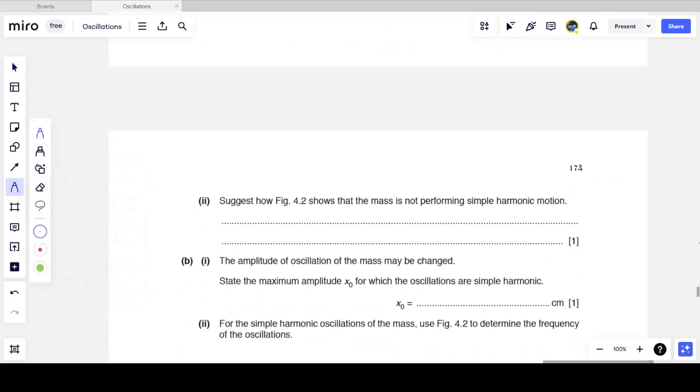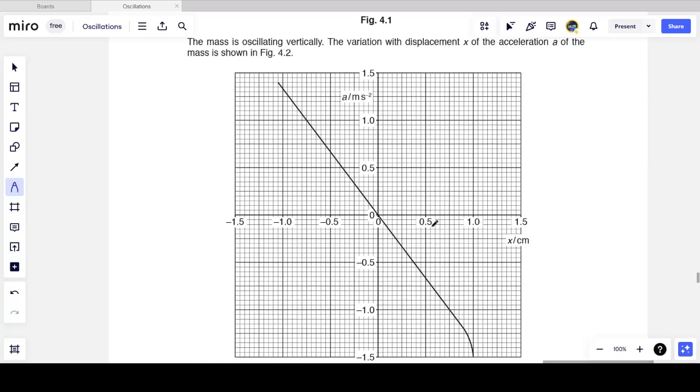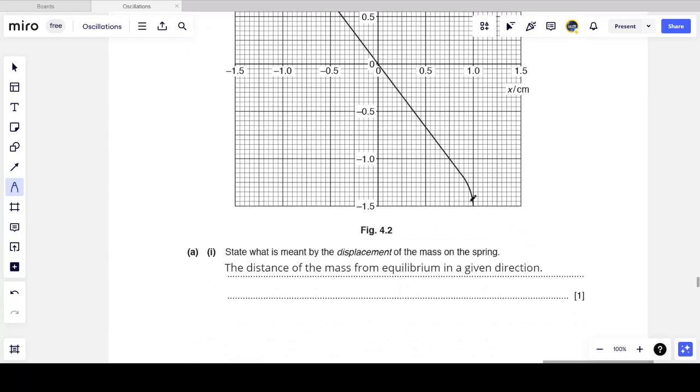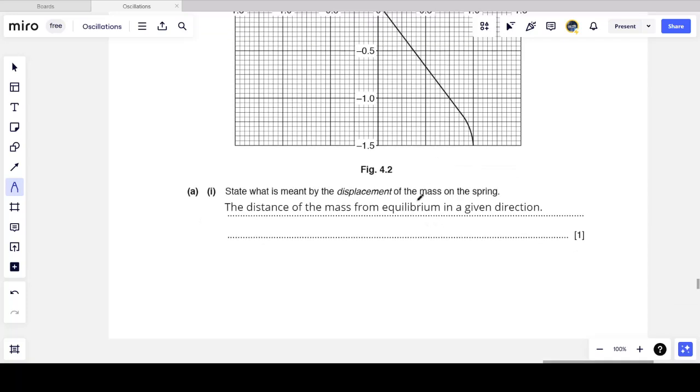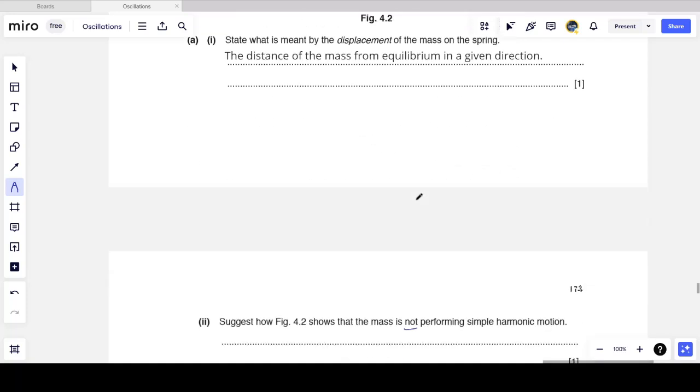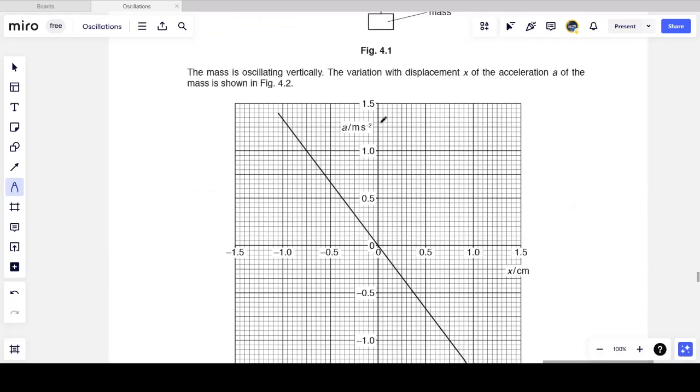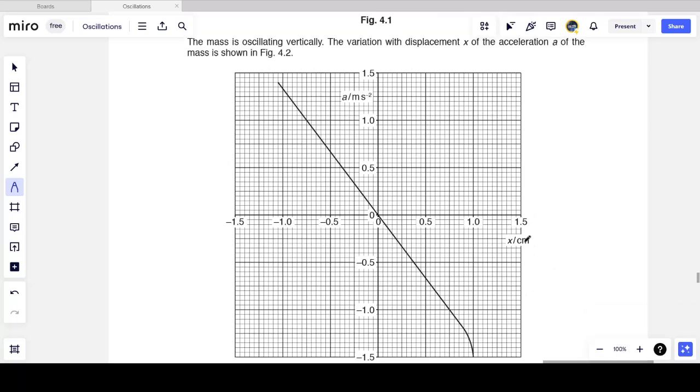Now the next question says, suggest how figure 4.2 shows how the mass is not performing simple harmonic motion. So if you look at the graph, the only oddity of this graph is the fact that it's almost a straight line, but it's not a straight line. So you could make an educated guess about why the object is not undergoing simple harmonic motion. We know that simple harmonic motion requires the acceleration a and the displacement x to be directly proportional. Direct proportionality demands that we have a straight line graph passing through the origin.